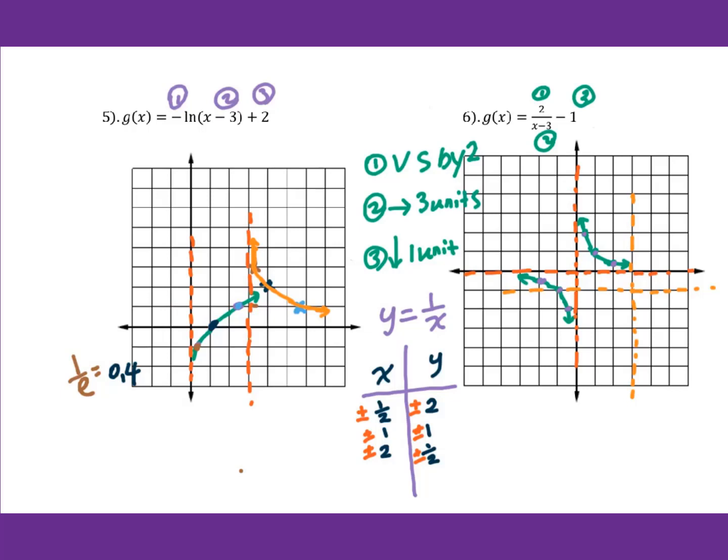Then for each point, you have to do the transformation. Vertically stretch by a factor of 2, go here. Then move to the right 3, down 1, 1, 2, 3, down 1, go here. For these points, vertically stretch by 2, that's your y coordinate multiplied by 2, go here. Then you have right 3, 1, 2, 3, down 1, go here.